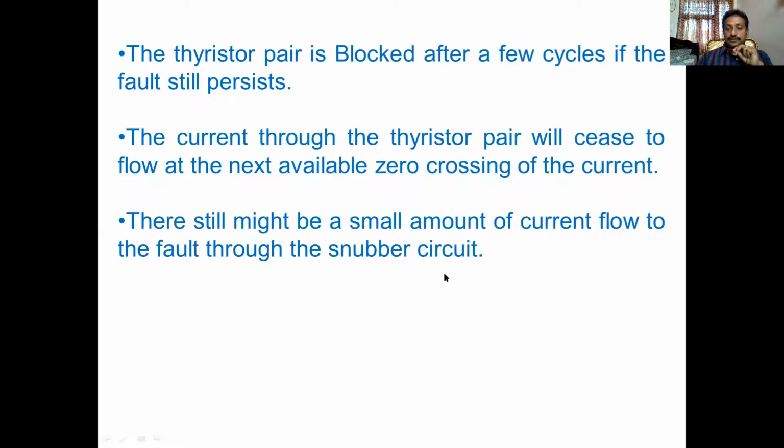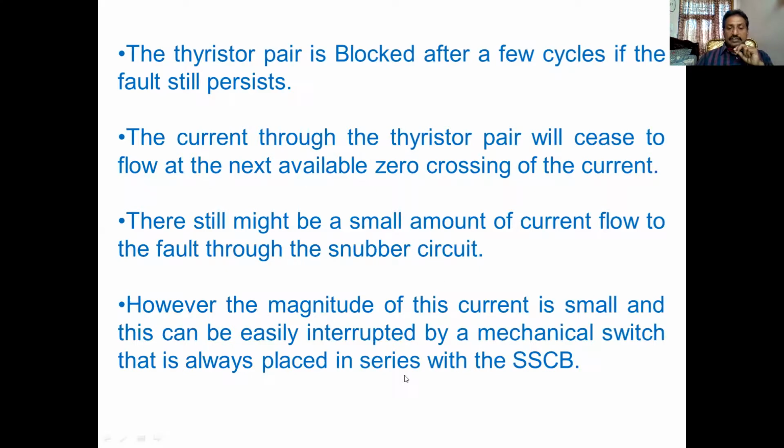A small magnitude of current still remains after opening this switch, even though it is small, and a fault current is still available that will go to the snubber. However, the magnitude of this current is small, and it can be interrupted by a mechanical switch that is always placed in series with the SSB, the solid state control breaker.